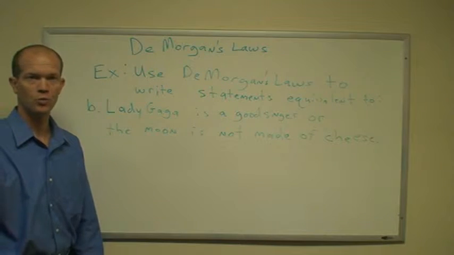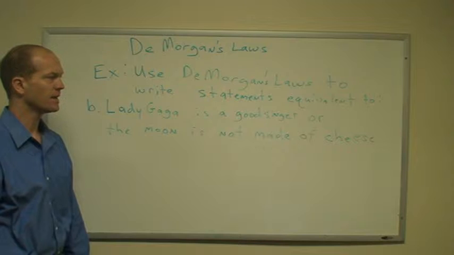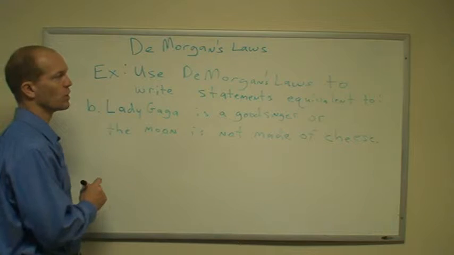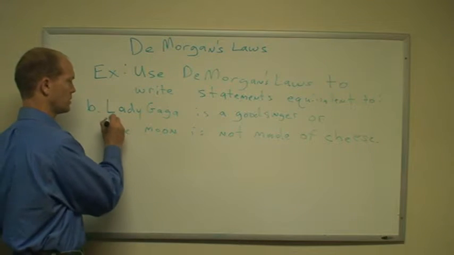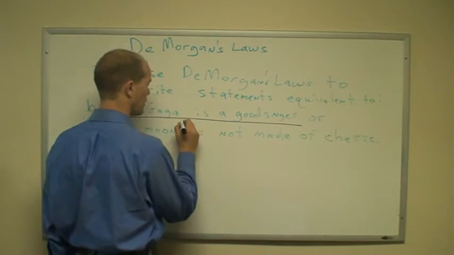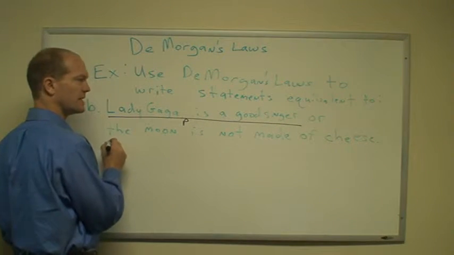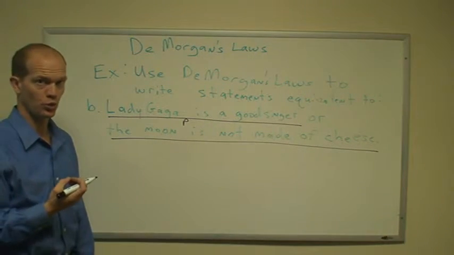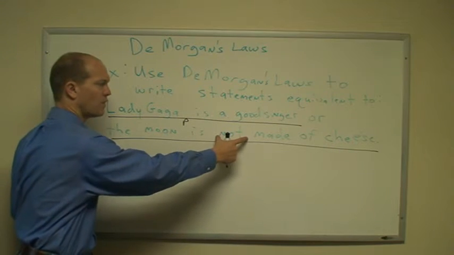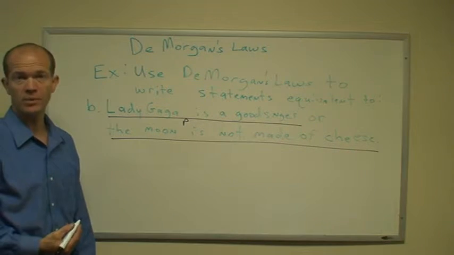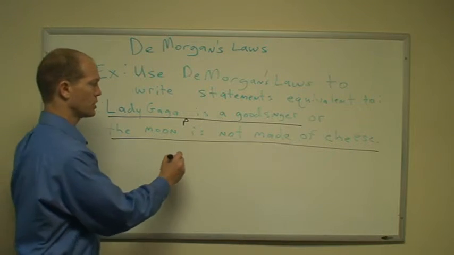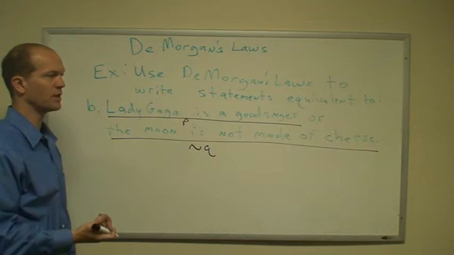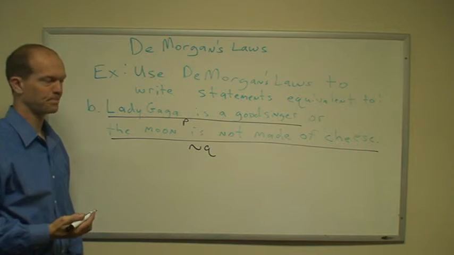Looking at another example of using De Morgan's laws, let's consider the example: Lady Gaga is a good singer, or the moon is not made of cheese. Again, I want to use De Morgan's laws to write an equivalent statement to this. So let's break this up. Lady Gaga is a good singer, let's call that P. The moon is not made of cheese. We have a couple options with this. We can call this all by itself Q, or since this involves the word not, I can call this the negation of Q. Typically in examples like this, I choose to call this the negation of Q. It's actually not going to matter a whole lot either way what you call it here. We should end up with the same final result, but let's see how this works out.